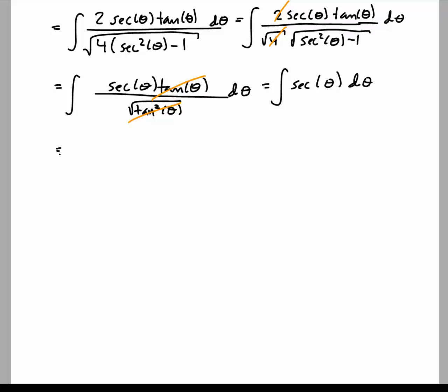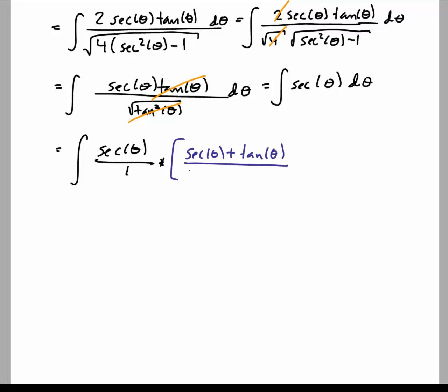I have a hard time leaving these undone. So what we would do with this one is we would multiply top and bottom by secant theta plus tangent theta. So secant theta plus tangent theta. And this is multiplying by 1. It's just a strategy. It's a trick that works here.